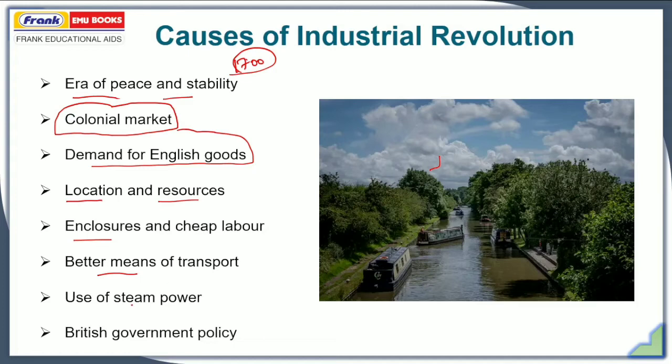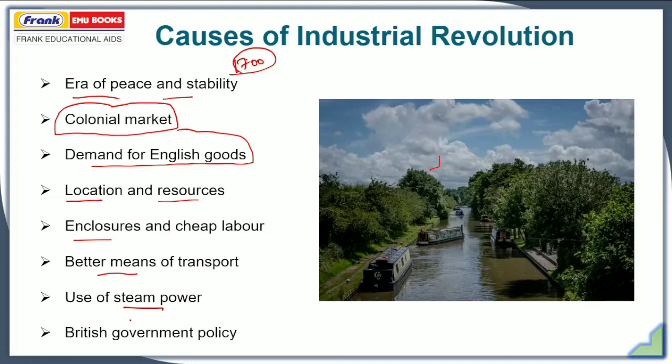Now, use of steam power. When we talk about roadways, when we talk about the railway, steam power is most crucial, not only in terms of transport but also in terms of factory production. Steam power revolutionized textile production and mining. So that was also one of the factors that contributed to the industrial revolution.